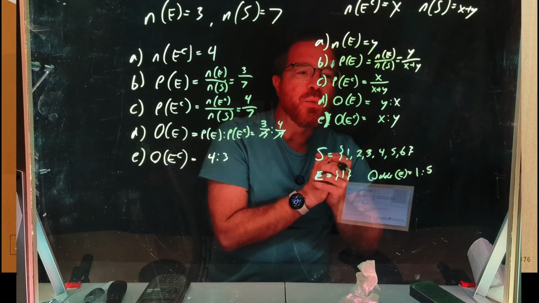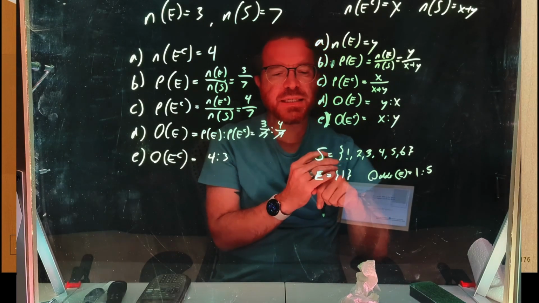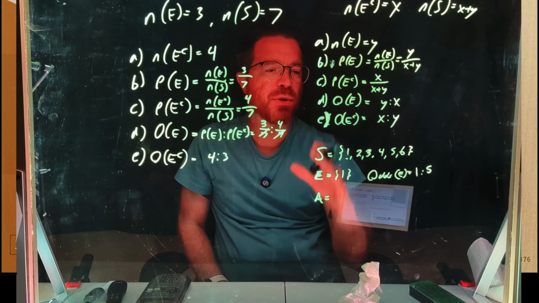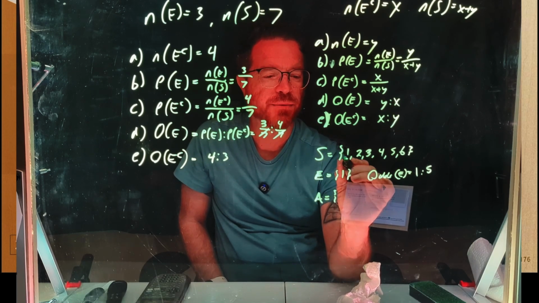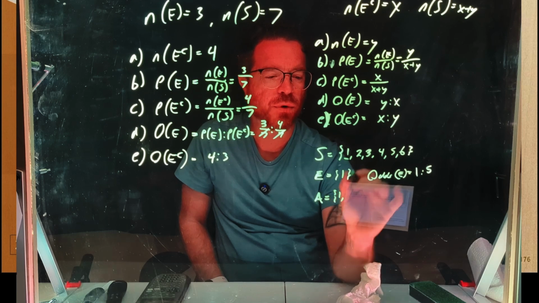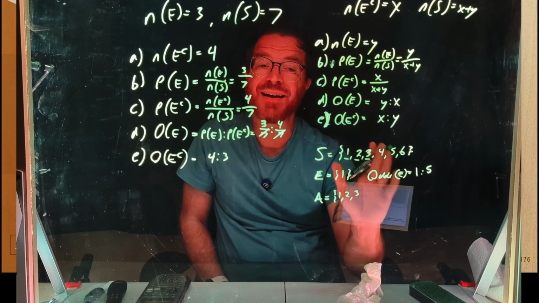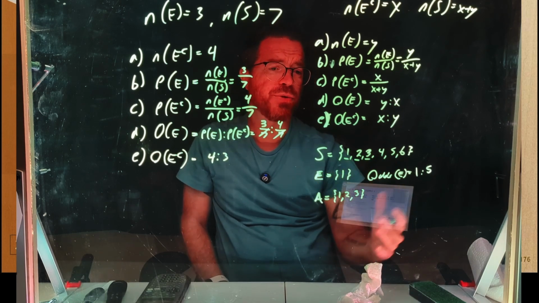What about this next one? Roll a fair die. What are the odds in favor of getting a number less than 4? So in this case, let's call this one A. A is the event of getting a number less than 4. So we look at what are our possible values? Well, 1 is a value that's less than 4. 2 is a value that's less than 4. 3 is a value that's less than 4. 4 is not a value that's less than 4. So our event A would be 1, 2, 3.